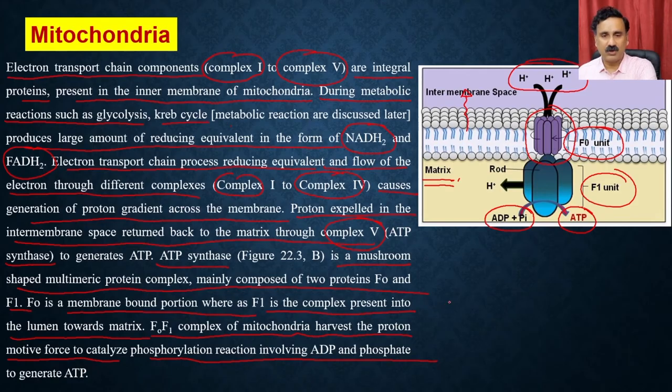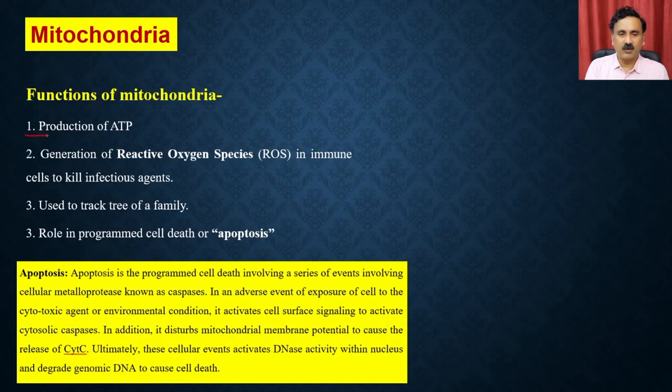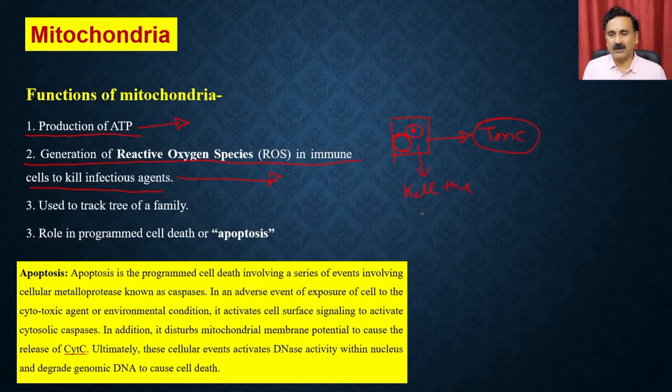Now, what are the different functions of the mitochondria? The first and most important function is that it is involved in ATP production. The second is that it is responsible for the generation of reactive oxygen species to kill infectious organisms. So when there is entry of an infectious organism within the cell, it induces the production of reactive oxygen species. Reactive oxygen species means any molecule which contains a single electron. Because of this single electron, they are very toxic, and because they are toxic, they are used as a weapon to kill microorganisms.